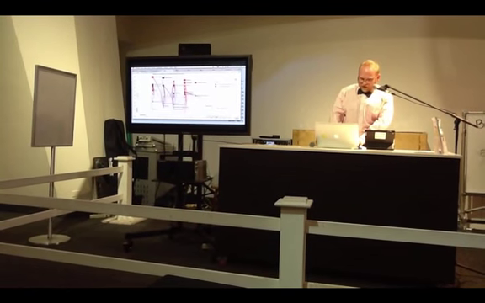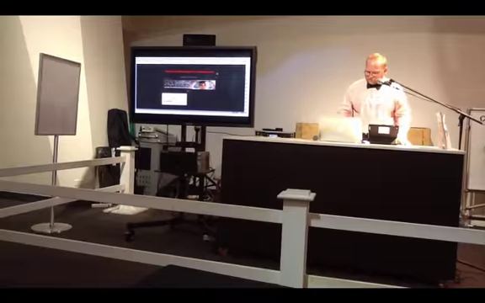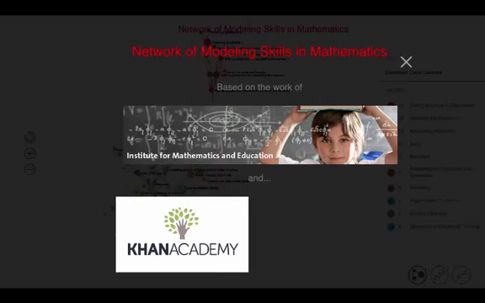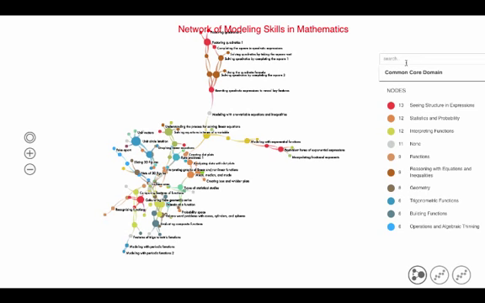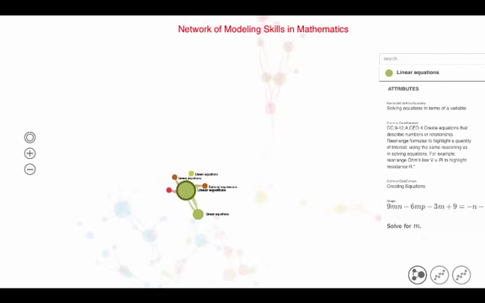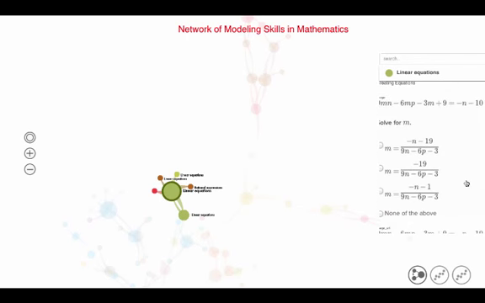So we're going to go to my Mappr. And so this is a network of modeling skills in mathematics. Again, developed by the Institute for Mathematics Education and a network that I got from Khan Academy. And all these nodes are different lessons. And the colors represent a domain in mathematics, in Common Core mathematics. So I'm going to click on this node, which is solving equations in terms of a variable. And if I click on that, what happens here in the sidebar is I get more information about that particular math standard. And we can see it has a degree of 5, so relatively high in the network, and is related to 5 other lessons.